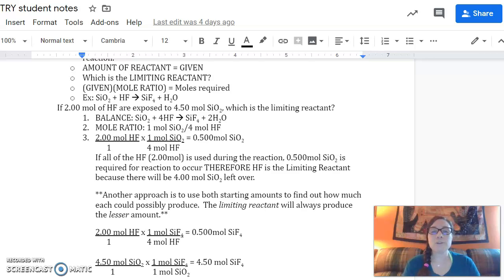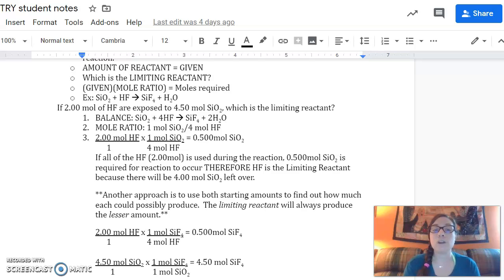Okay, so first we balance our equation, then we figure out what our mole ratio is going to be because we're starting with moles. We're given 2 different amounts of moles, so we're going to be using that mole ratio. Now, if you look at the balanced equation, we are given amounts of both reactants. We have some amount of SiO2, we have some amount of HF to start with, and I want to know which is the limiting reactant. So one way to do this is to convert one reactant into another. That's the first method that I have shown here in the notes.